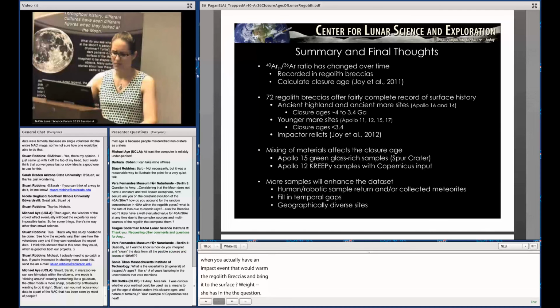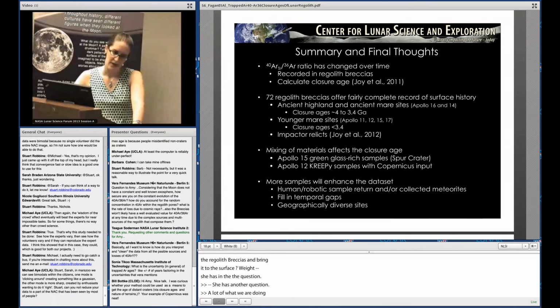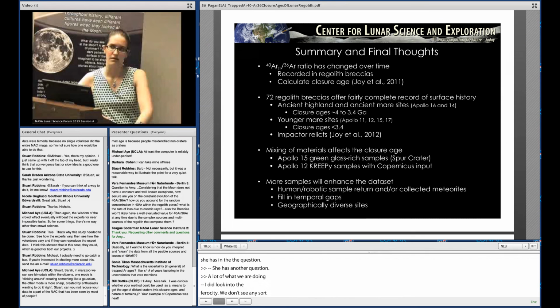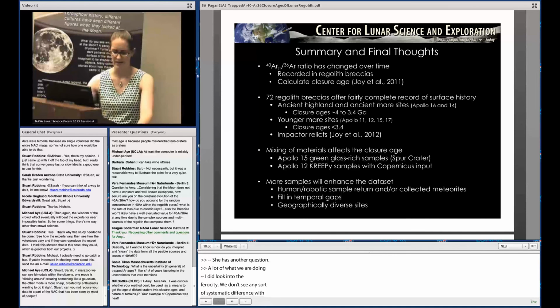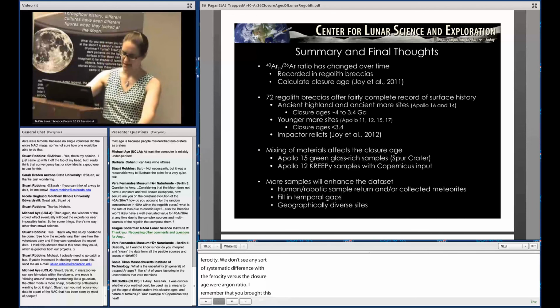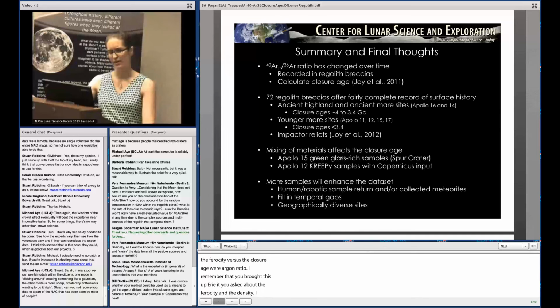Vera, I did actually look into the porosity, and we don't see any sort of systematic difference with the porosity versus the closure age or the argon ratio. I remember you brought this up at LPSC and asked about the porosity and the density, and I can't really comment too much on that right now. It's just that we don't really see much of a difference with the porosity of different samples and the argon ratios at this time.